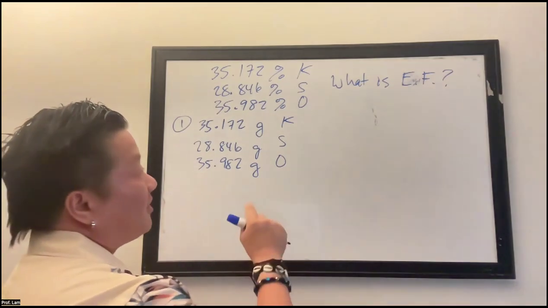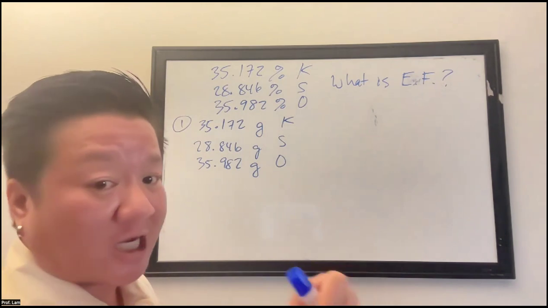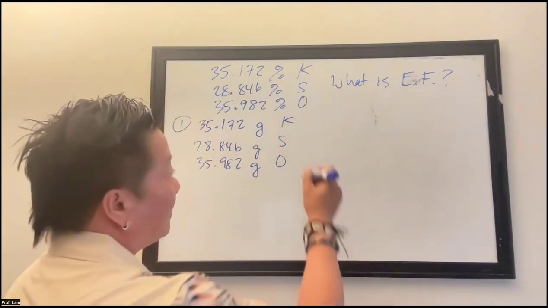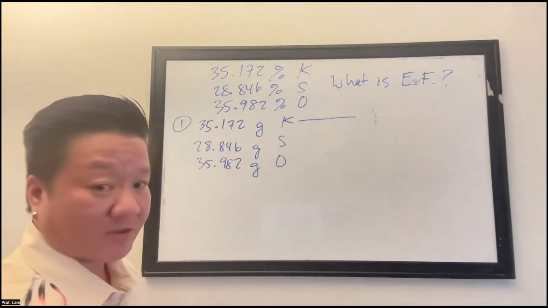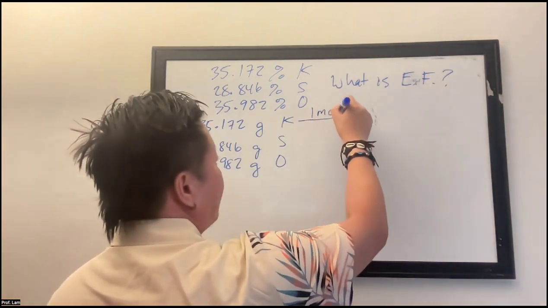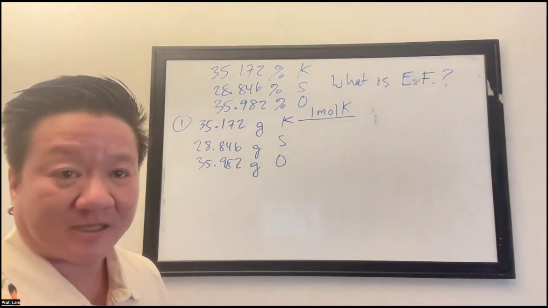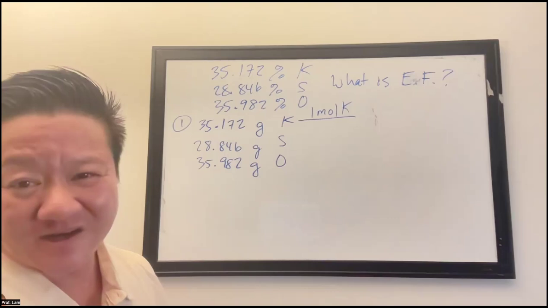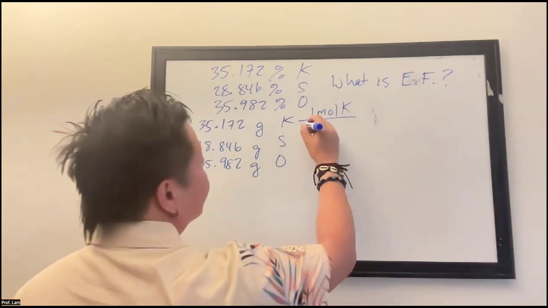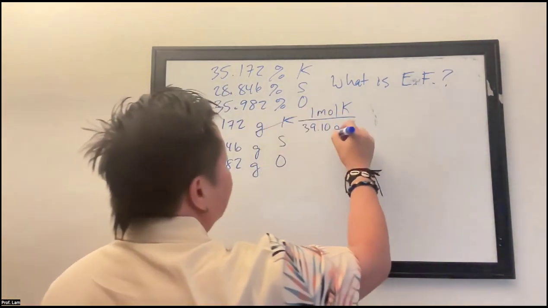Step two says you're going to convert each gram to mole because in a formula, those subscripts are moles, and not grams. So you can't leave it in this format. You've got to convert it to moles using the molar mass. So if you want mole, then mole's got to go on top. 1 mole of potassium. And then you're going to look up potassium on your periodic table. And it is 39.10 grams of potassium. Okay, so that cancels.